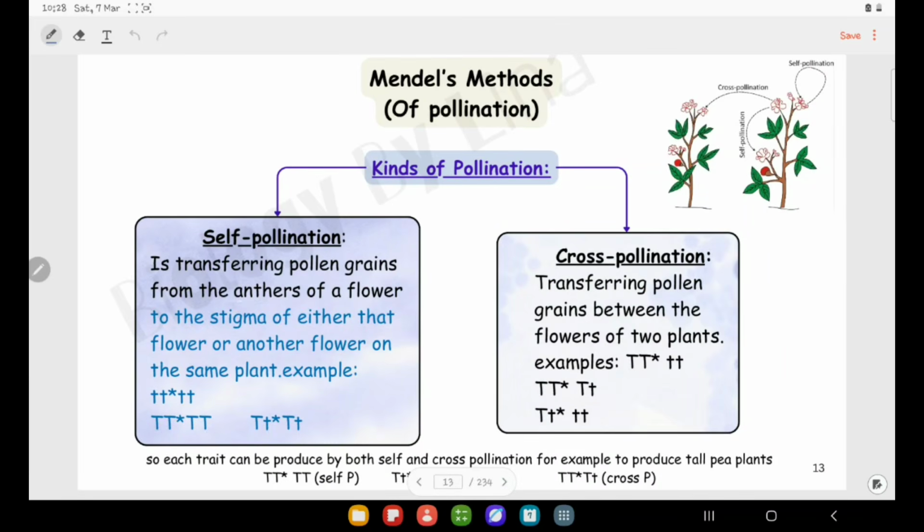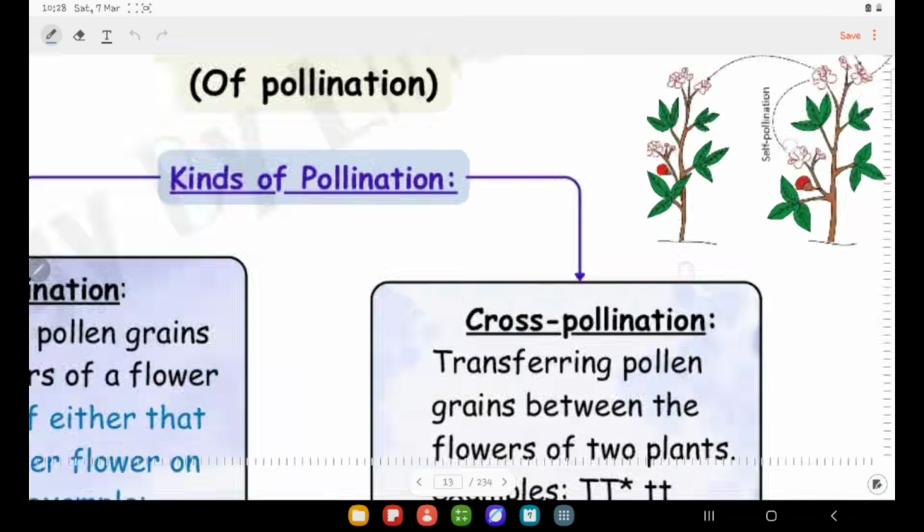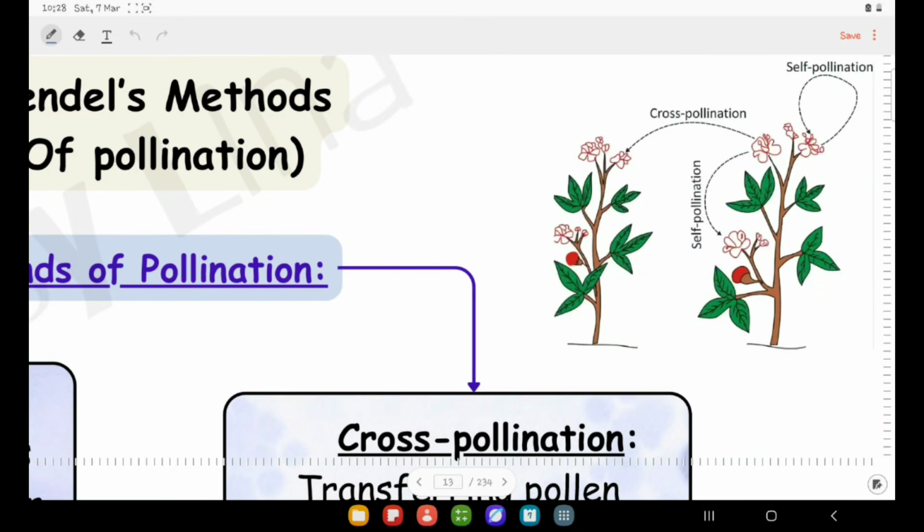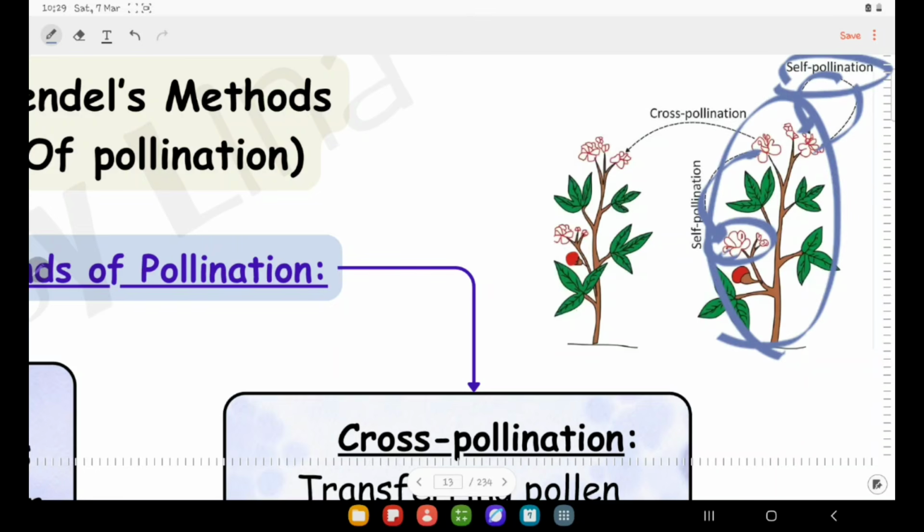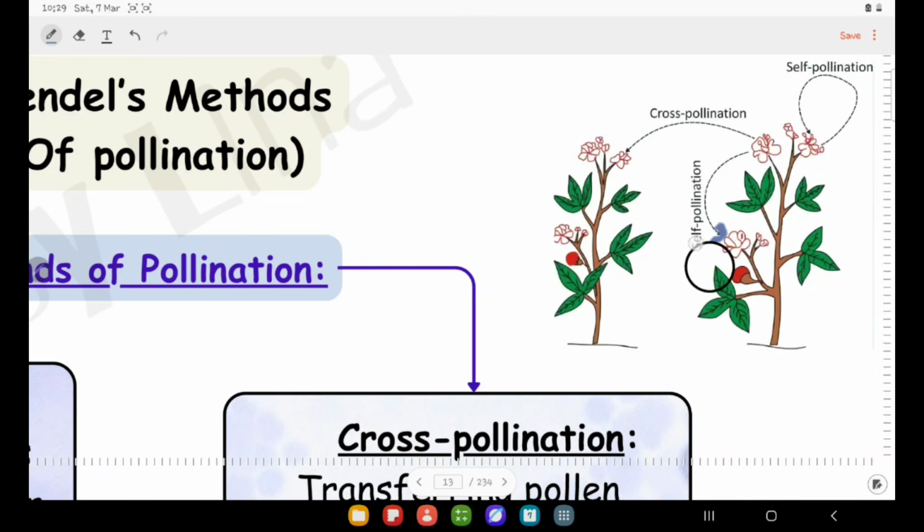We have two types of pollination: self-pollination and cross-pollination. Self-pollination, which normally happens in the pea plant, happens when the pollen grain transfers from the anther to the stigma. It can transfer from the anther of a flower to the stigma of the same flower, or from the anther of a flower to the stigma of another flower, but on the same plant. The pea plant normally reproduces by self-pollination.